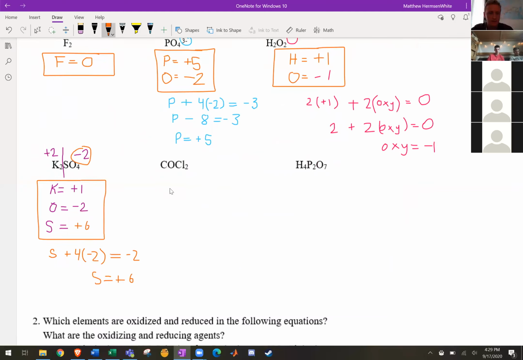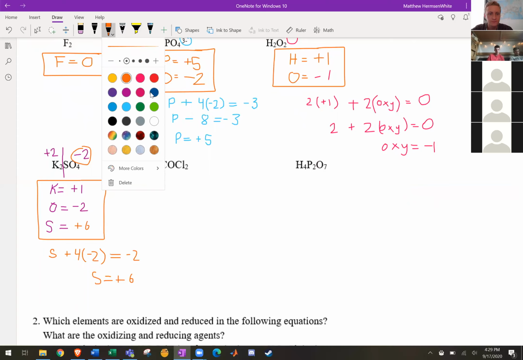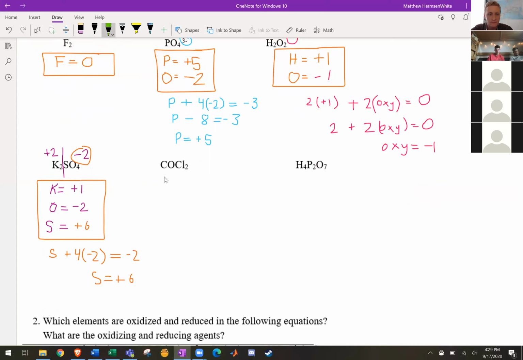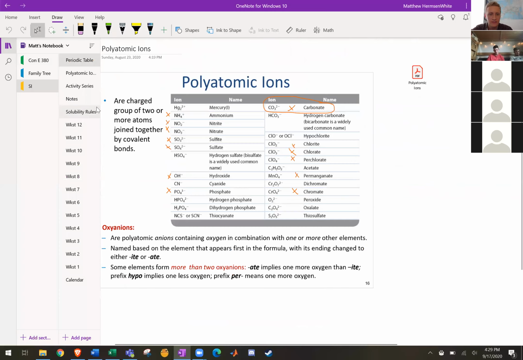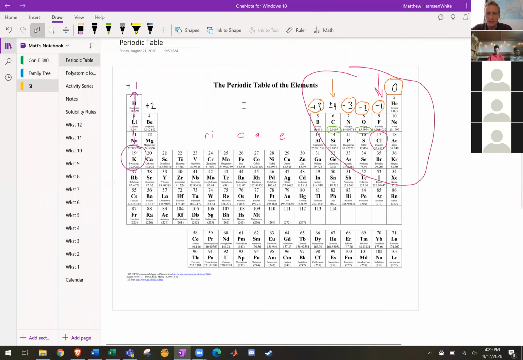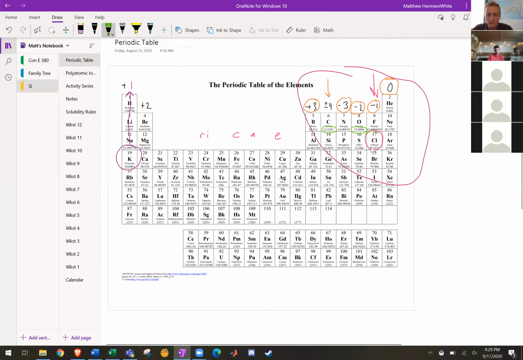All right, moving on. So COCl2. We have oxygen, chlorine, and carbon. Again, oxygen is -2. For chlorine, we can go to the periodic table. So let's run over to the periodic table. Chlorine is on the right side over here. So that would be equal to -1. It's in the -1 column.